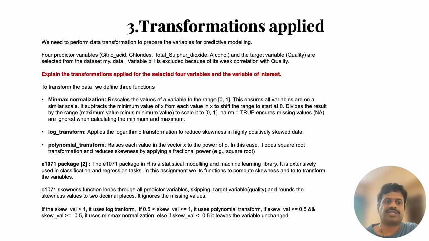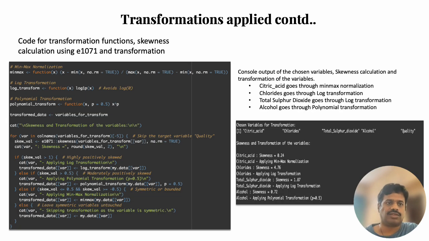So for the transformation, we are selecting only 4 variables here: citric acid, chlorides, total sulfur dioxide and alcohol. We are skipping pH because it has very weak correlation with quality. And this is the code for that, and you can see the output here.